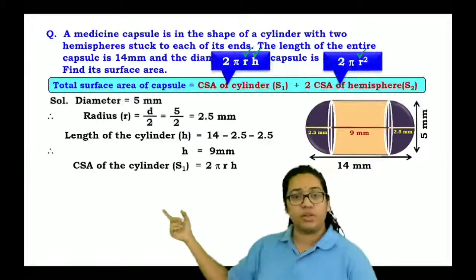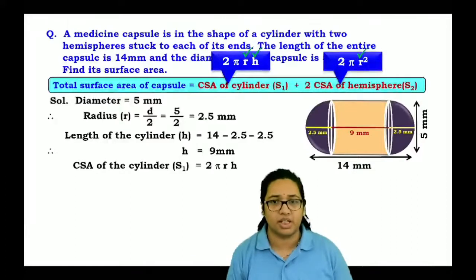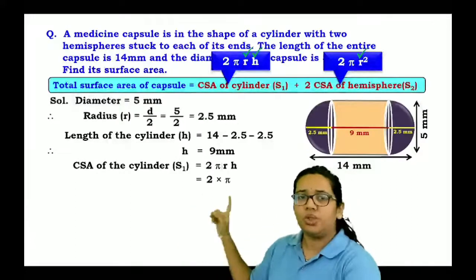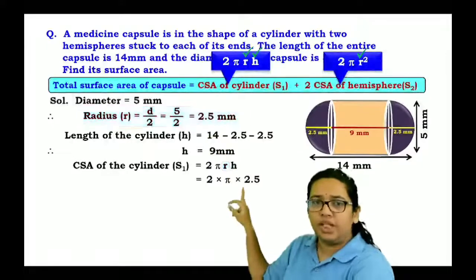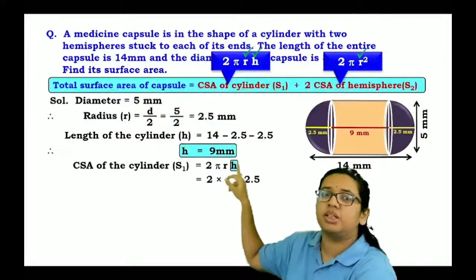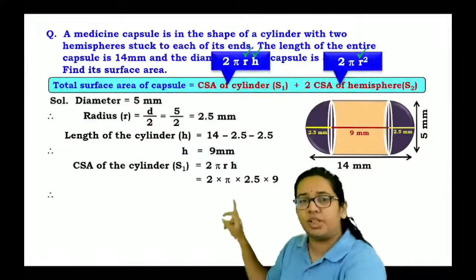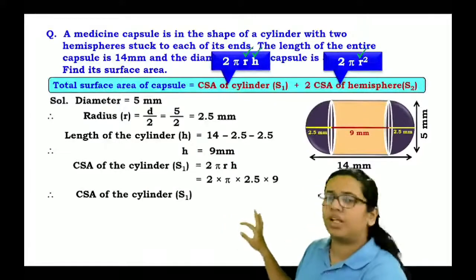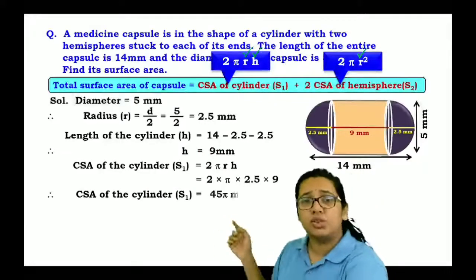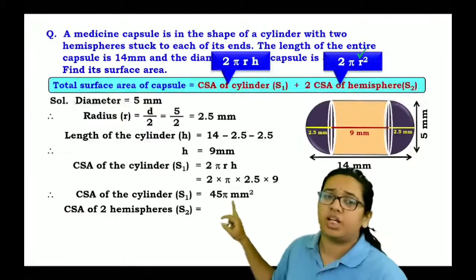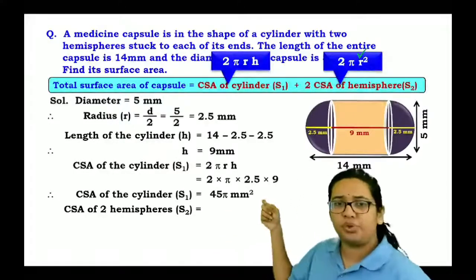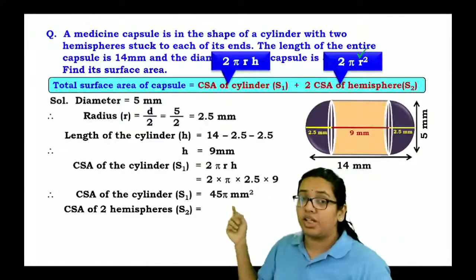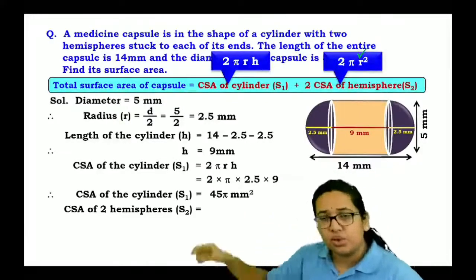So we'll just find out the value of the curved surface area here. 2 times pi R H, but R is nothing but 2.5 and H is nothing but 9. After calculating this, we'll put the value of pi as it is. So you will get 45 times pi mm square, or square millimeter. Done up to this? We are just keeping that pi as it is.